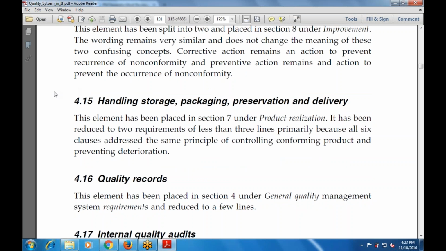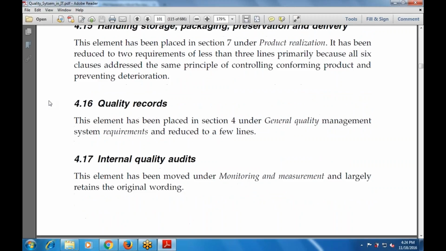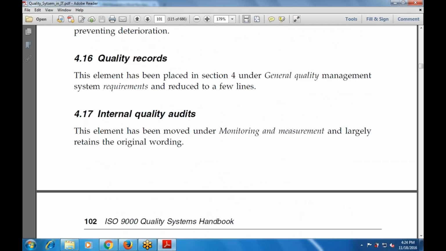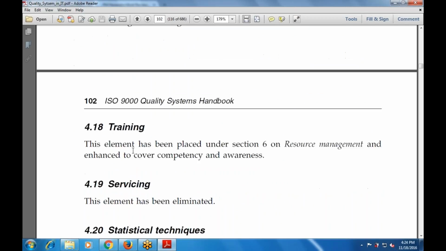Then quality records, that is used with the general quality management and the requirement that is reduced to a few lines. Then internal quality audit, that is known as monitoring and measurement, that is also used with the original auditing, original wordings. Then training, that has been used in resource management to enhance the competency and the awareness. What is the competency? What is the awareness of the data?